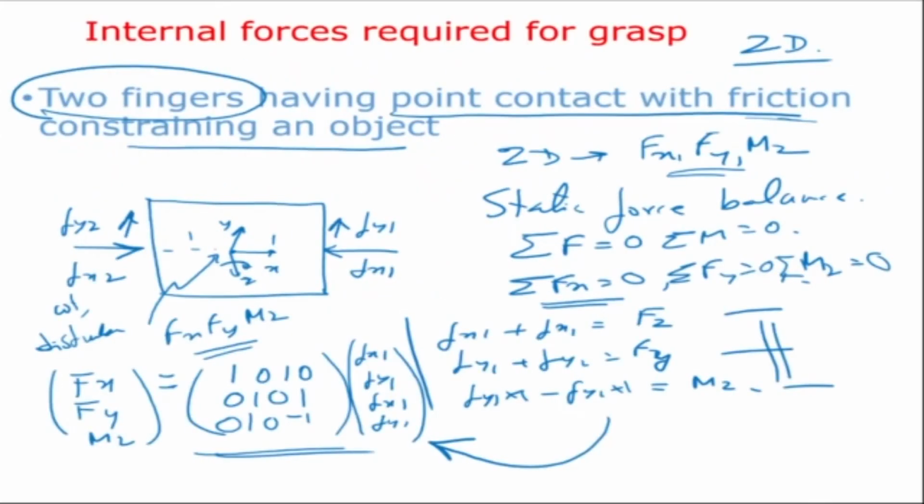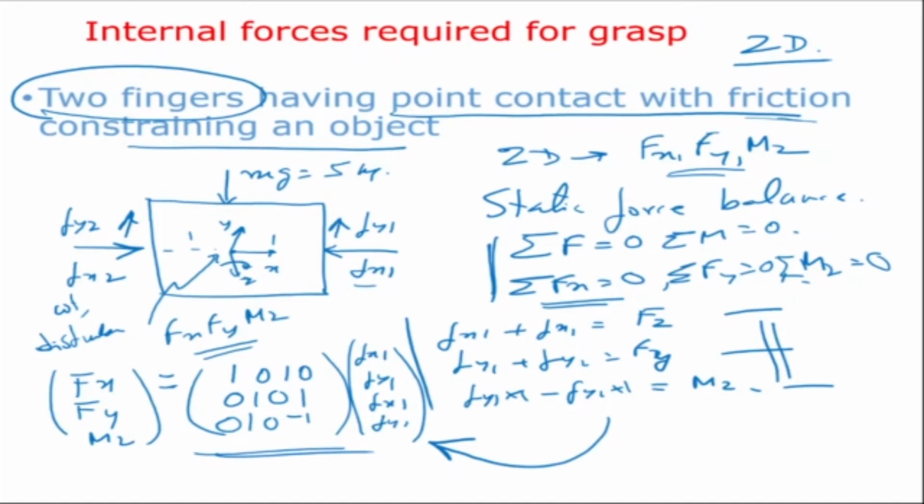We have an object. This object has weight mg equal to 5 kg. This object weighs 5 kg. How much fingertip force are you required to apply to grasp this object? How would you solve that problem? Essentially we have to write our equations of static equilibrium, then try to solve for Fx1, Fx2, Fy1, Fy2. That's how we're going to solve it.